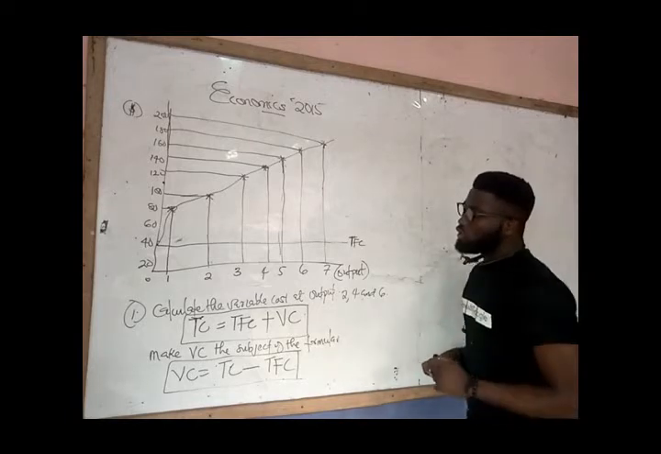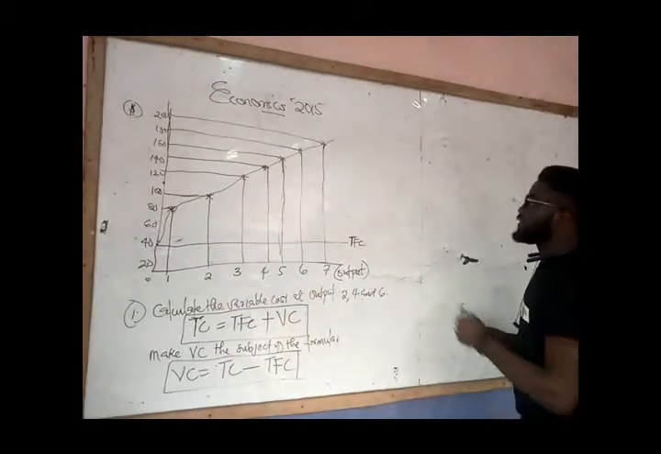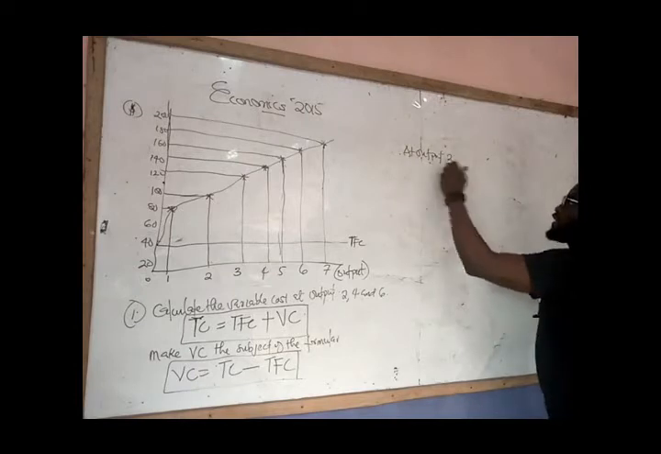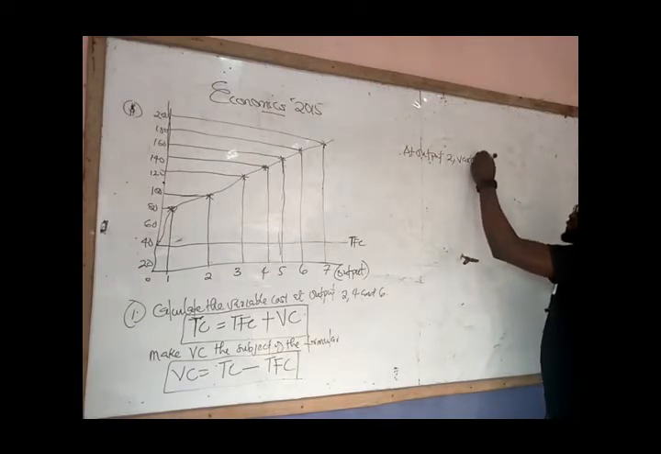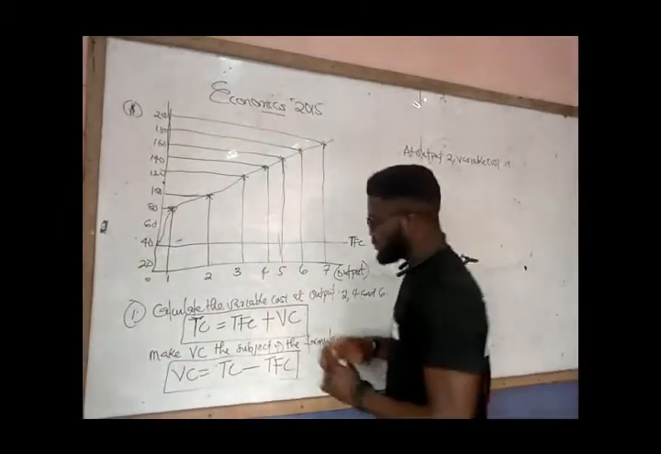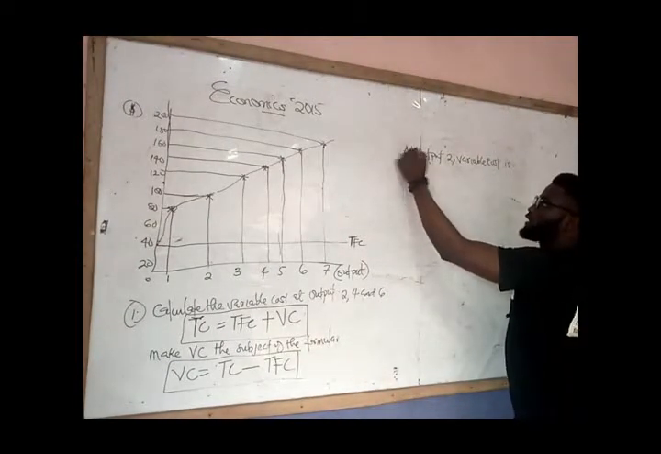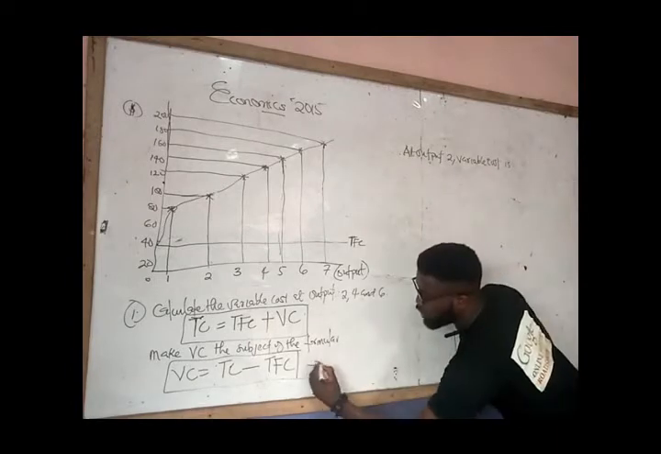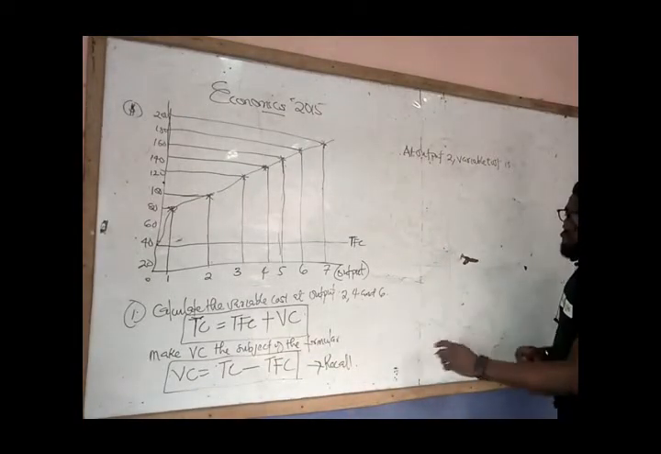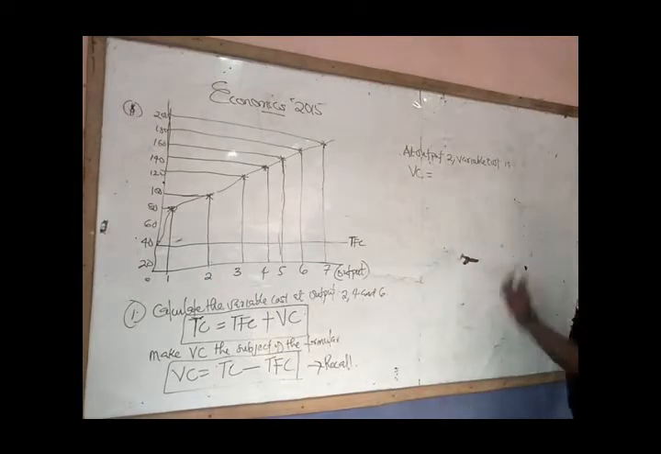Now, look at this. At this point, which is output 2, which is 100. So you say, therefore, at output 2, variable cost is, now go back to this table, then begin to trace out output 2. The cost was how much? 100. So you say output 2. Don't forget to always recall this formula, which is VC equals TC minus TFC. So now our VC, we don't know our VC yet, by variable cost.